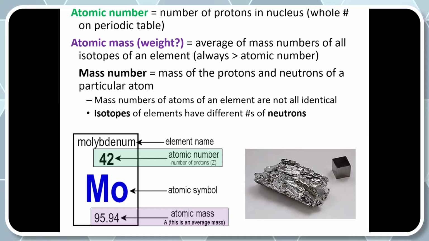And the mass number is the mass of protons and neutrons of a particular single atom. So mass numbers of atoms of an element are not all identical because, again, there's different isotopes of that element that could have different numbers of neutrons.